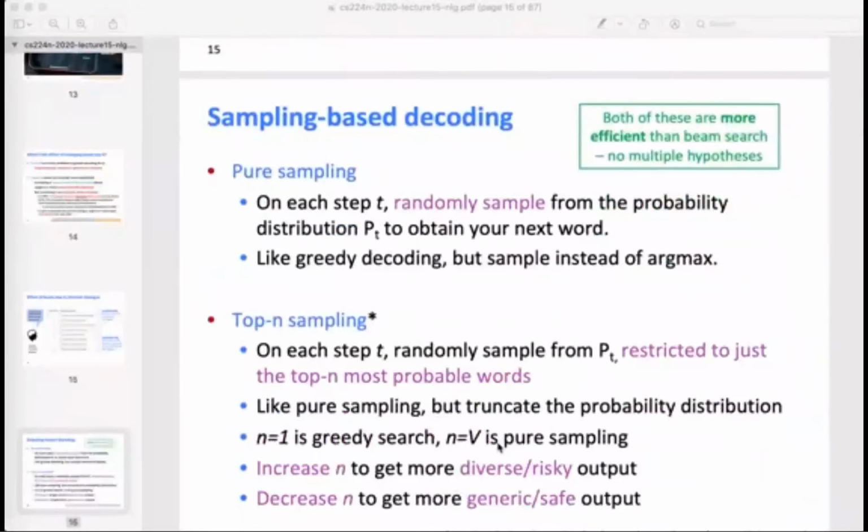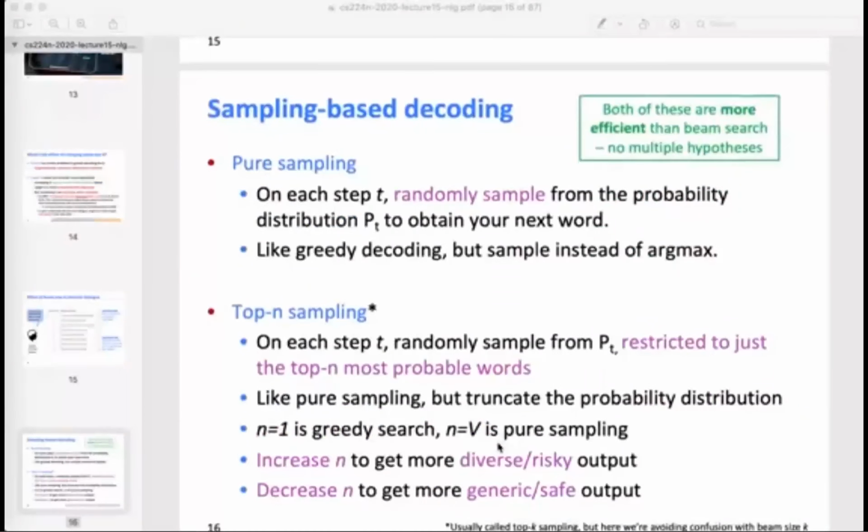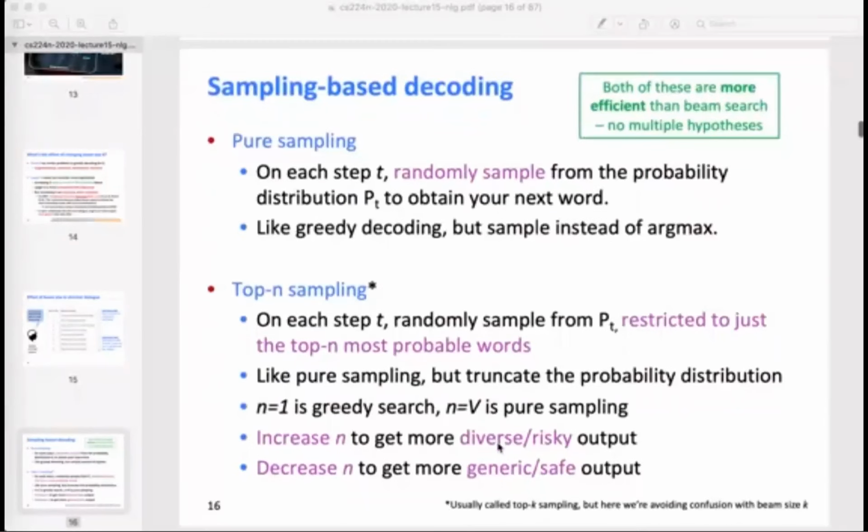Now, here are some decoding methods that we didn't previously cover. It's called sampling-based decoding. So there are two different versions. The first one is called pure sampling by the professors from Stanford. Why though? It's because it's just pure sampling. On each step t, the decoder would sample randomly from the probability distribution P_t to obtain the next word. So it's kind of similar to greedy decoding, but it samples instead of using the argmax.